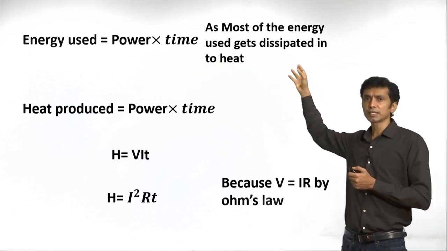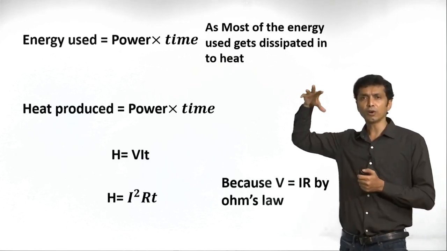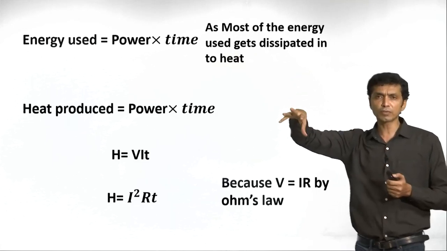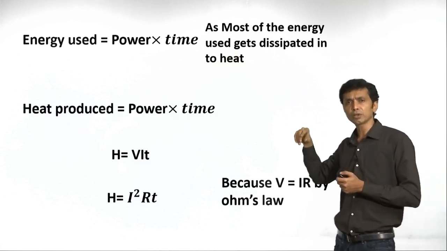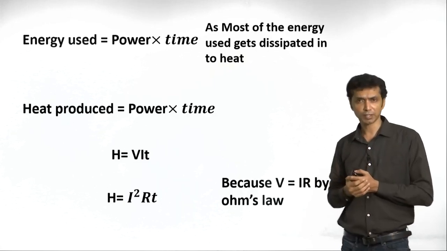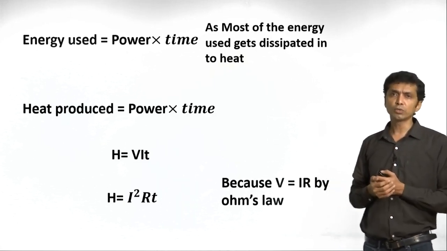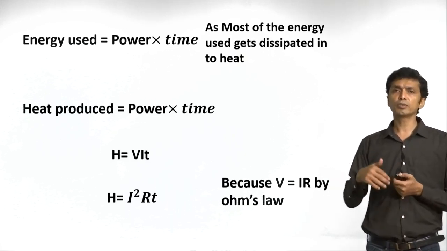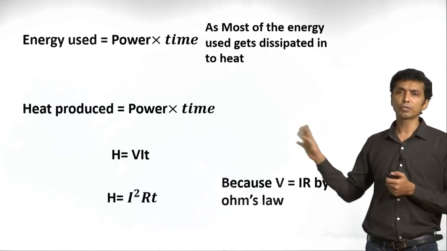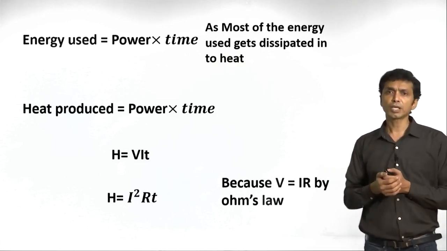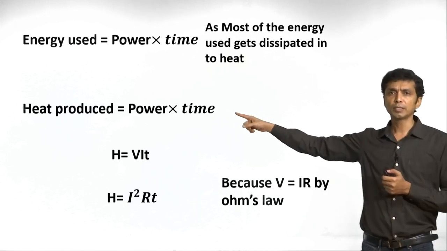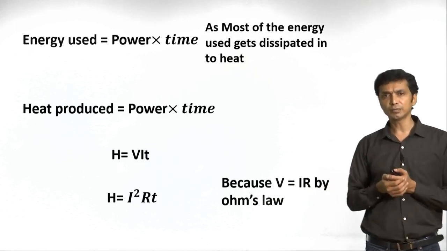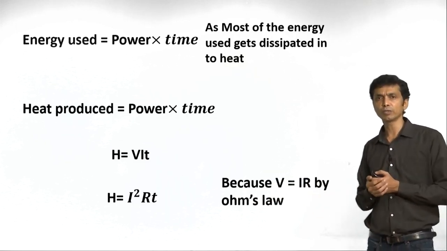So, all this energy gets dissipated in these alloys that we are talking about in the heating effect of electric current. That is why most of the energy that is being supplied to the device or instrument is converted into heat. So, energy used is nothing but the heat produced, because as much energy as it is using, because of high resistivity, it is producing that much amount of heat. So, heat produced is equal to power into time. So, H is equal to VIT. Heat produced is H, power is VI, and time is T. So, H is equal to I squared RT, because V is equal to IR, that is by Ohm's law.